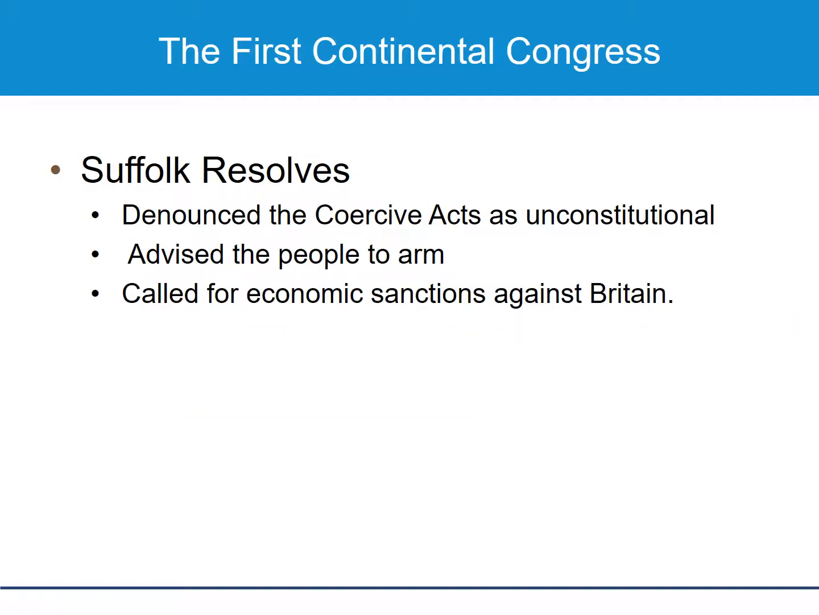One of the things that we see that the First Continental Congress will do is they are going to adopt what became known as the Suffolk Resolves. The Suffolk Resolves denounced the coercive acts as unconstitutional. They said that the coercive acts went against the British Constitution by taking away their rights as Englishmen. The Suffolk Resolves also advised the people to arm themselves, to be prepared to defend themselves against the British. And they called for economic sanctions against the British. They're going to call for a total boycott of all English goods.